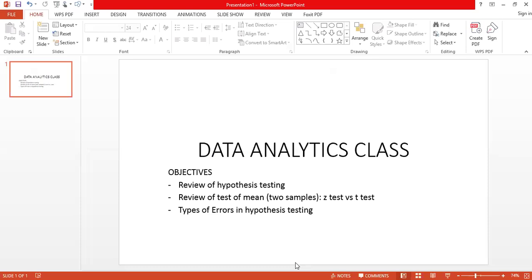Okay, that's another important topic we are going to discuss now. In hypothesis testing, there are different types of error that can be made. So let's look at these error types. So what are the types of error?